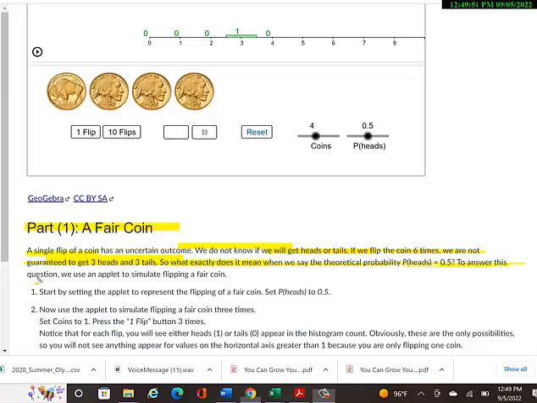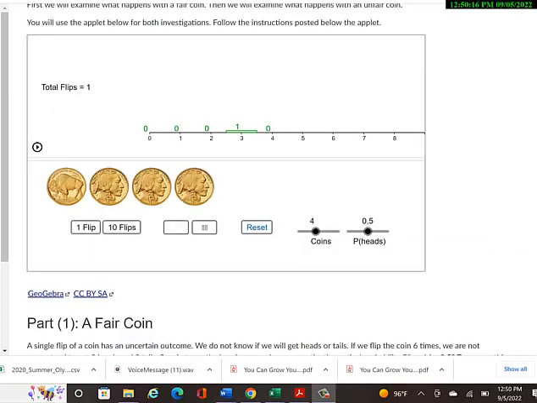To answer this question, we'll use an applet above to simulate flipping a fair coin. So our first step will be setting the applet to represent the flipping of a fair coin. Set the probability of heads to 0.5. And as you can see, it already is, it's default at 0.5. For part 2, where it's not a fair coin, we'll change that, but for now we'll leave it the same.